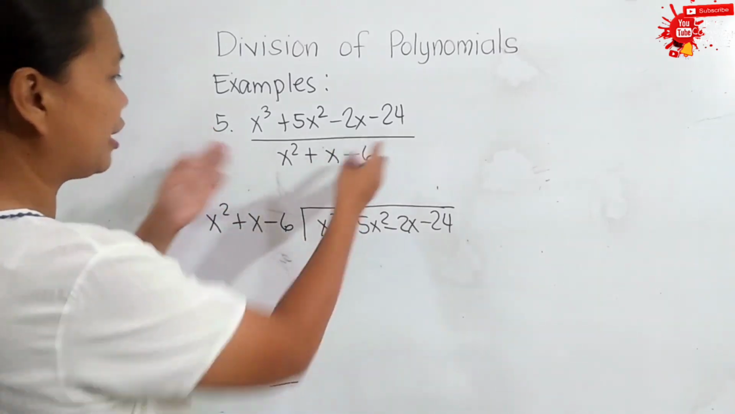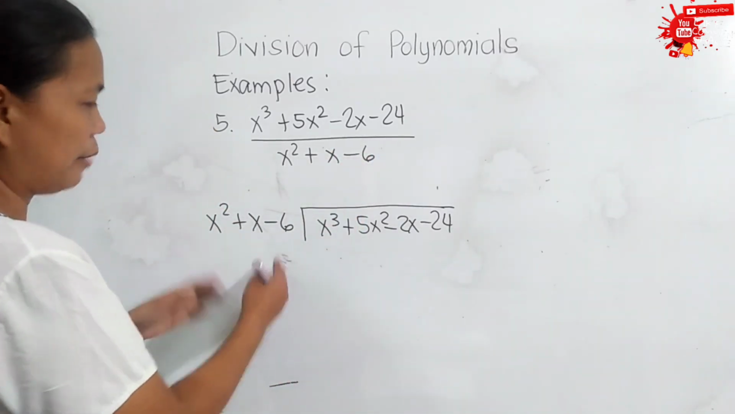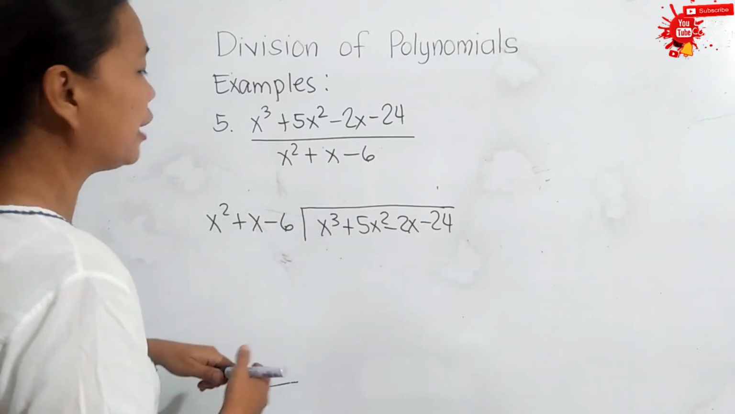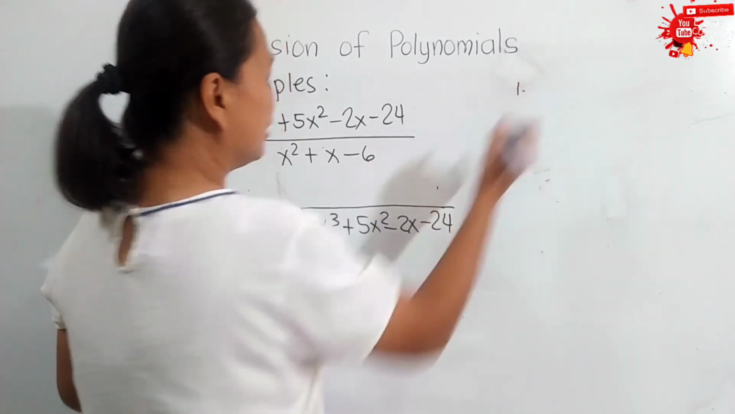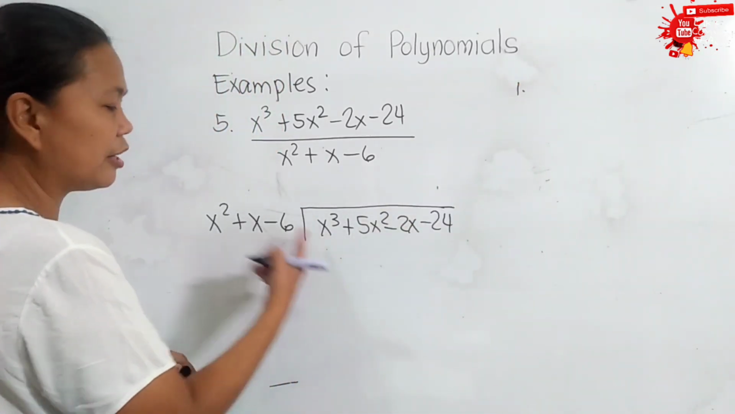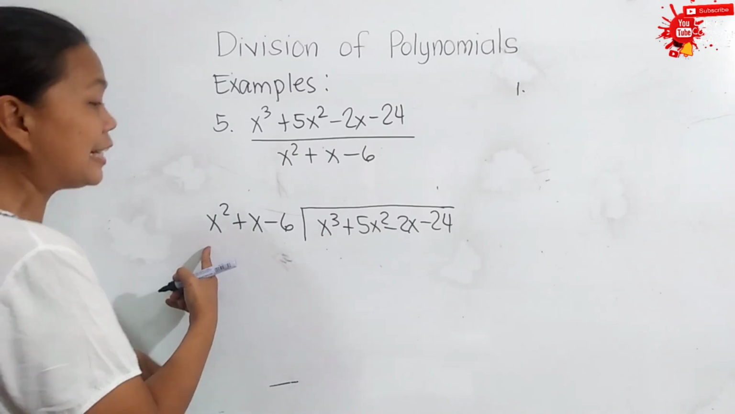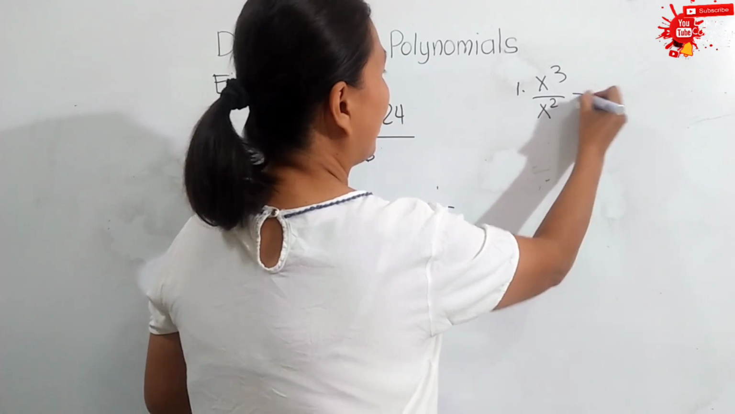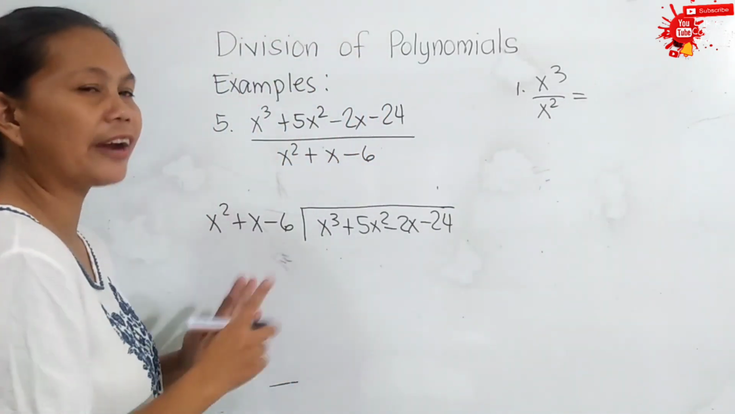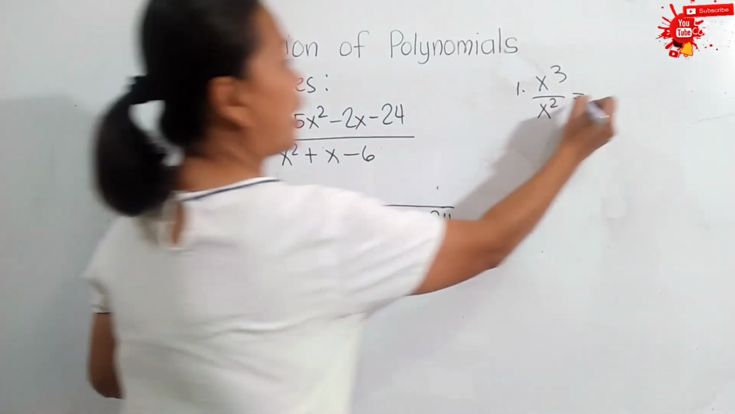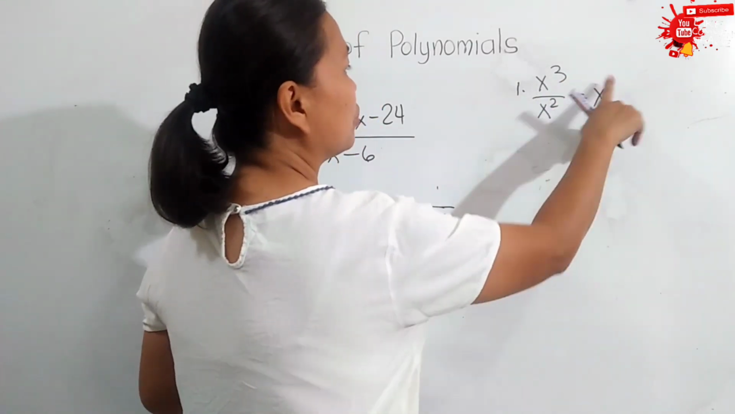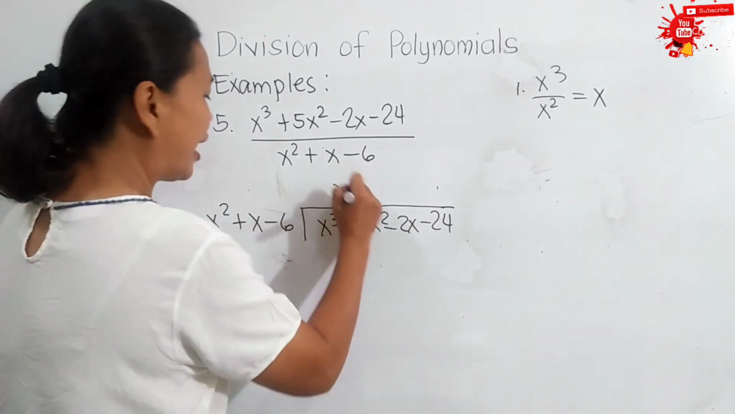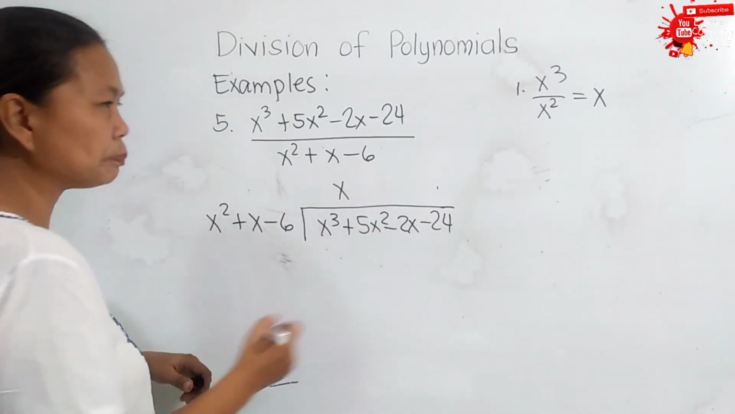So if you notice, our divisor is a trinomial. But even if it is a trinomial, the steps are the same. Okay? So the first step, again, the first term of the dividend divided by the first term of the divisor. So we have our x cubed over x squared. So this is division. We subtract the exponents. So we have x raised to 3 minus 2, which is 1. So no need to write 1 as the exponent. So we write the partial quotient x.